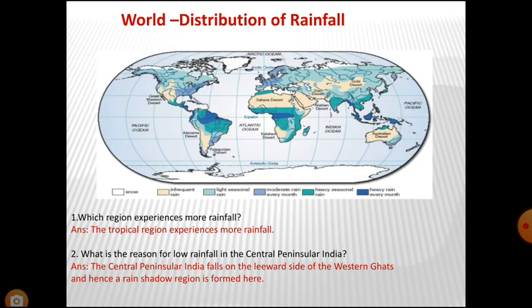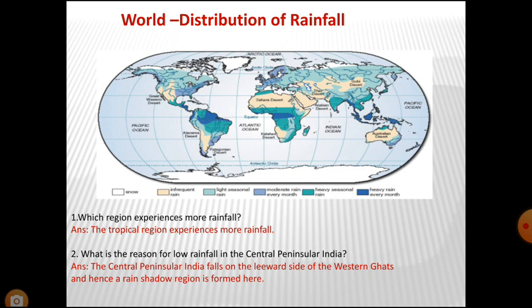Now you can see the world, this is a globe, the world distribution of rainfall. So before we discuss the question answers, I want to explain to you the distribution of rainfall in the world. Distribution of rainfall in the world is naturally uneven. It is not that in every month the rainfall falls at the same time.